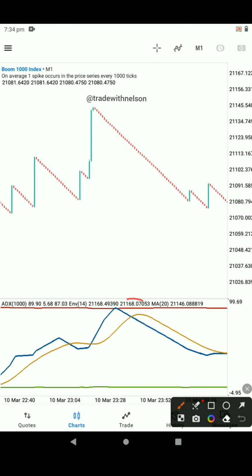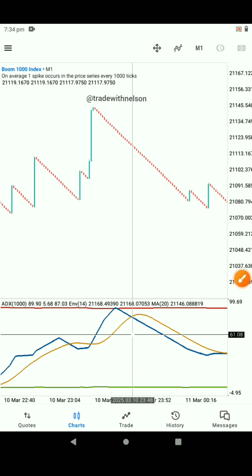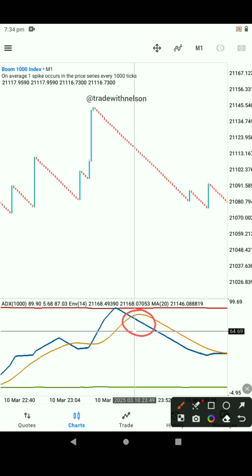Another opportunity also over here, we see how the envelope enters into the red level. We have this spike that pushes it into that level. Once you have that, then you wait for the cross of the envelope and the moving average. This is the cross. You ensure that the crossing is very clear. You enter a sell and count your 5 candles. We see how the market delivers our setup.